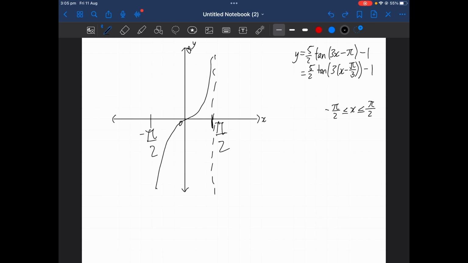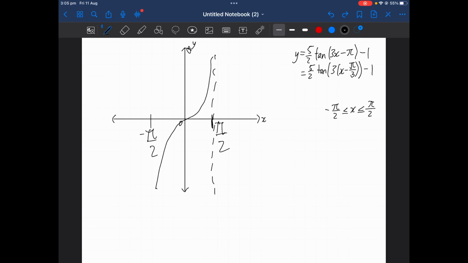But in this case, we have some transformations. The 5 on 2 doesn't really matter, but the center is going to be minus 1. So instead of it being like there, it's going to need to go, oh sorry, it's a minus 1. So it's going to go down like that. Okay, it's just going to shift down. So that the point at which it's, you could sort of call it the point of inflection, that point of inflection is going to be at the minus 1 bit.